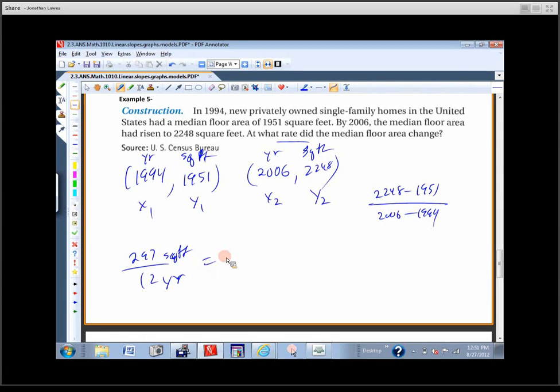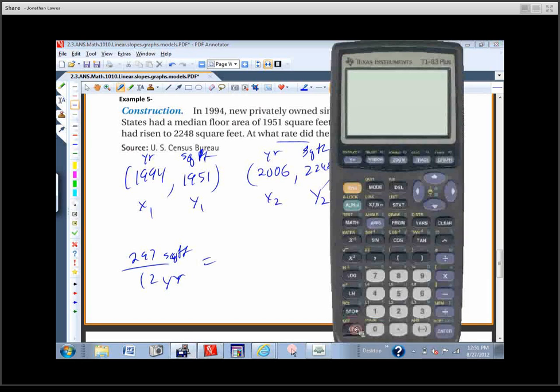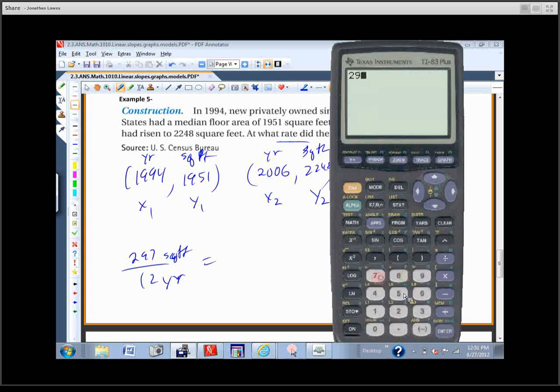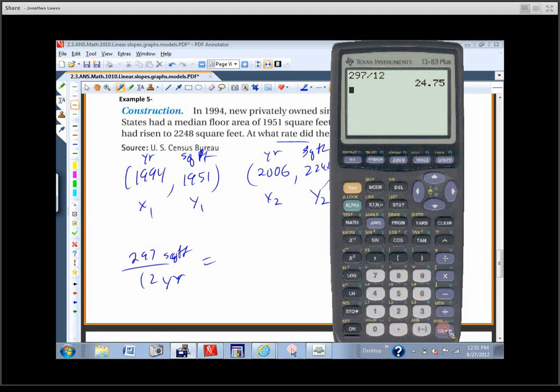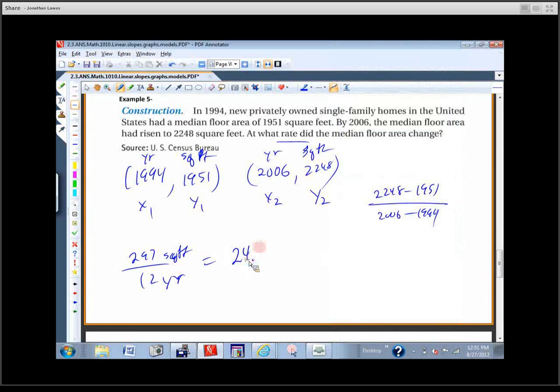So let's take 297. Is that right, by the way? 297 and divide by 12. 24.75. Okay, what are the units on this? Square feet per year. And it's positive, so every single year the average home size, the median home size, is getting bigger by about 25 square feet. That make sense? Okay.